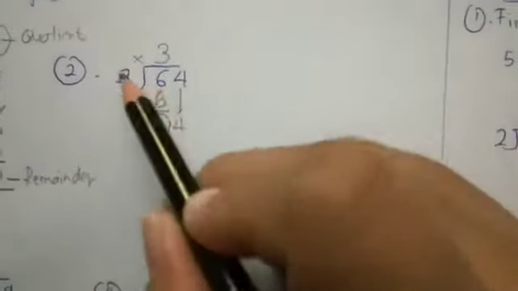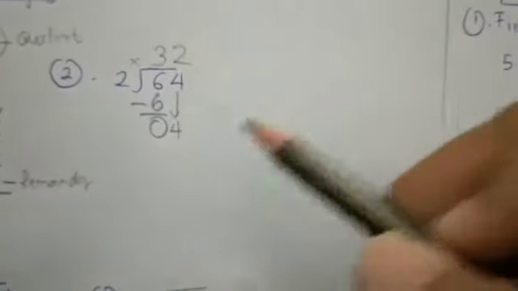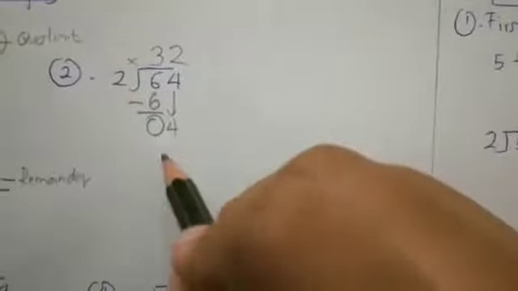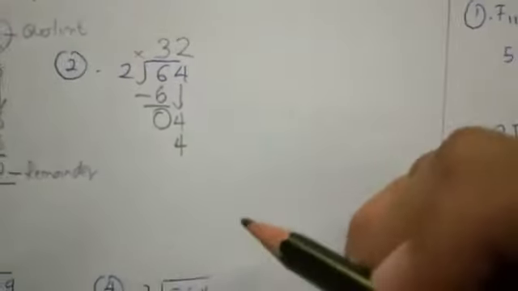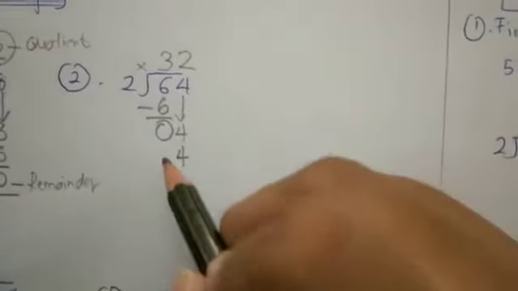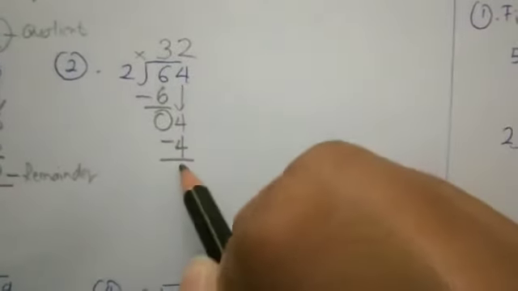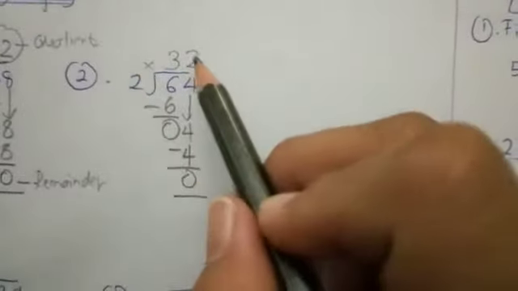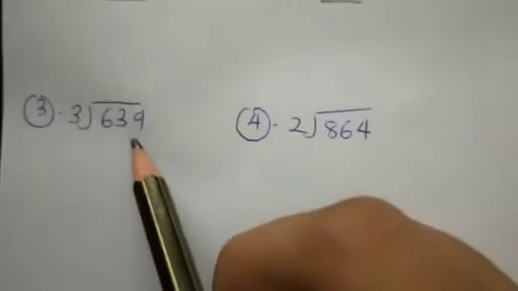So 4 divided by 2, the answer is 2. So you put 2 here. And then you multiply back. 2 multiplied by 2, the answer is 4. You put 4 under this 4. And then you subtract, correct? So 4 minus 4, the answer is 0. Therefore, 64 divided by 2, the answer is 32 with 0 remainder. Okay, let's look at example 3.